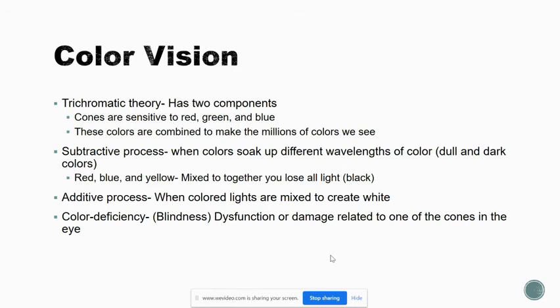That's when colors soak up different wavelengths of light, and that's actually what we're going to be doing today with the mini lab when we get to it. So red, blue, and yellow mixed together, you lose all light. Mixing those three colors, it turns into black, according to this theory.